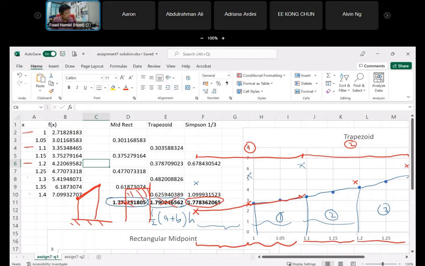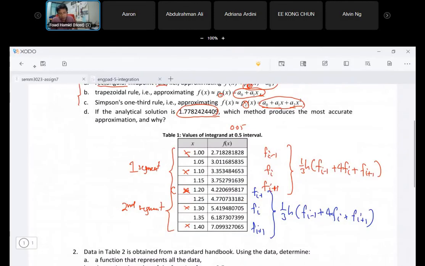1.7783, but the analytical solution is 1.7782. When you calculate the relative error, you see that the 1/3 Simpson rule has less error, has the least error compared to the other methods. And why does it have the least error here? Anybody? Anyone?